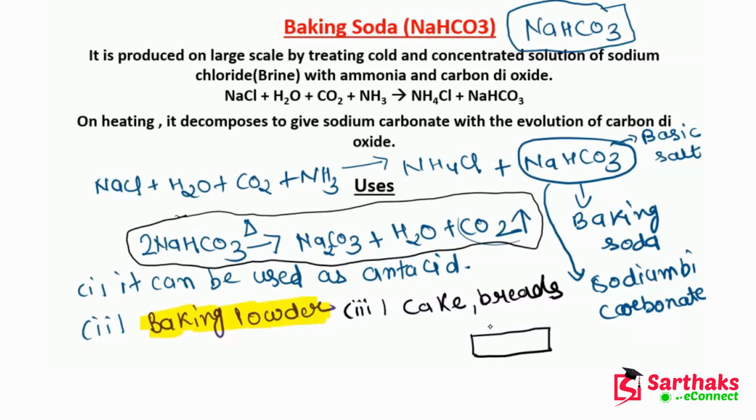So I hope guys these things might have been understood by you, that it is used as an antacid, it can cure your acidity, it is also used in baking powder, and it is also used in cake and breads to make it fluffy. Now guys, let's talk about the last use of this baking soda. So it can also be used in soda acid fire extinguishers. Let me write it here. Soda acid fire extinguisher.